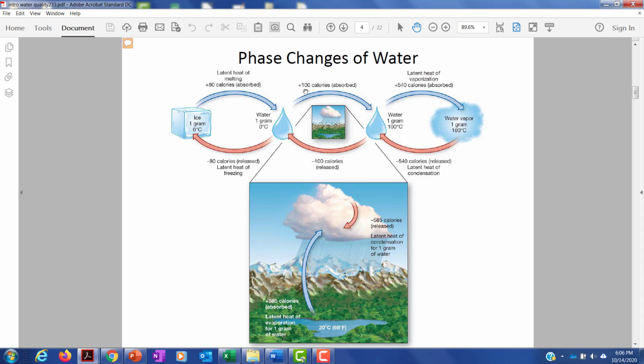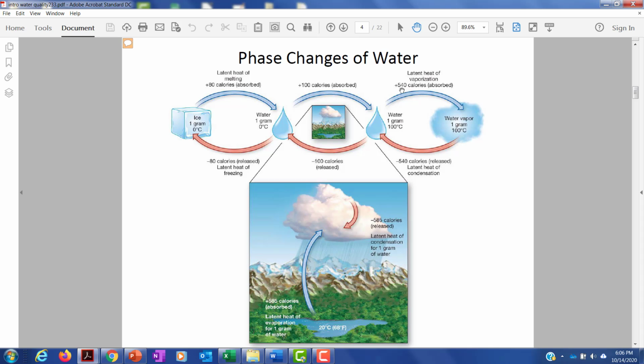Here's another one. It takes 100 calories to get it from 0 degrees liquid to 100 degrees Celsius, which is boiling. So just heating up the water that much takes 100 calories. But then here's the biggie. It's 540 calories to get it to go from 100 degrees liquid to change phase into vapor. This water vapor is 100 degrees Celsius. This drop of water is 100 degrees Celsius. But just breaking those bonds consumes a tremendous amount of energy.